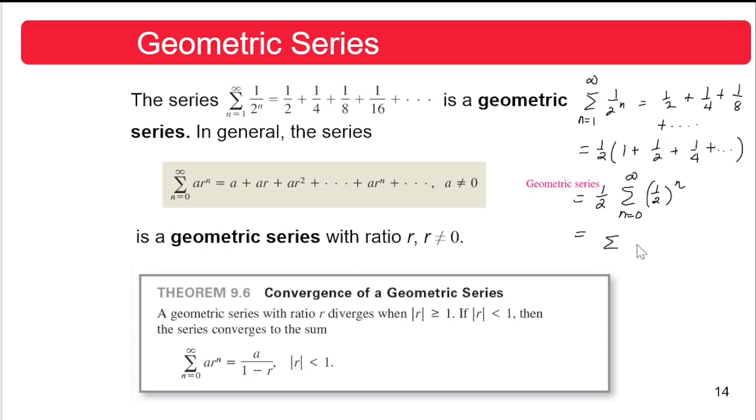So you can write this as the summation of 1/2 times 1/2 raised to n, where n is from 0 to infinity. This is now of the form summation of AR to the n power, where the value of A is 1/2 and the value of R is 1/2. And because the absolute value of R is less than 1, we can conclude that the series converges.